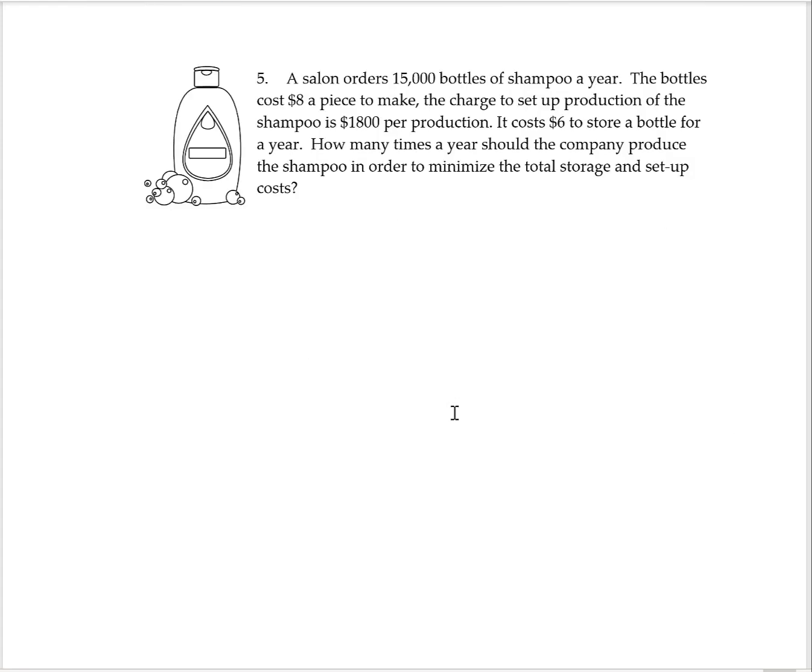Okay, let's try another example. This time we have a salon that orders 15,000 bottles of shampoo a year. The bottles cost $8 a piece to make. The charge to set up production of the shampoo is $1,800 per production. It costs $6 to store a bottle for a year. How many times a year should the company produce the shampoo in order to minimize the total storage and setup cost?